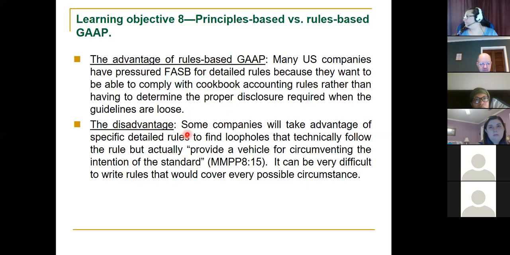The disadvantage: some companies will take advantage of specific detailed rules to find loopholes that technically follow the rule but actually provide a vehicle for circumventing the intention of the standard. It can be very difficult to write rules that would cover every possible circumstance.